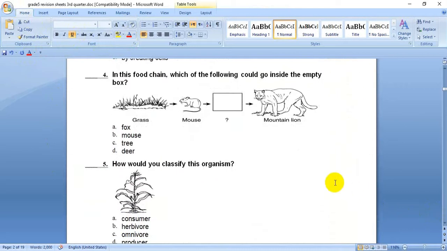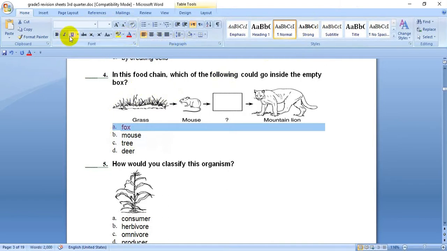In this food chain, we have a line. Which one do we have to put here? The fox, or the mouse, or the tree, or the deer? The mouse, of course, we will not put mouse again, because mouse doesn't eat mouse. And the tree, of course, no, because it's a producer. And the deer is a herbivore. So which one will we add here? The answer here will be the fox. The fox is a carnivore that can eat the mouse and can be eaten by the mountain lion.